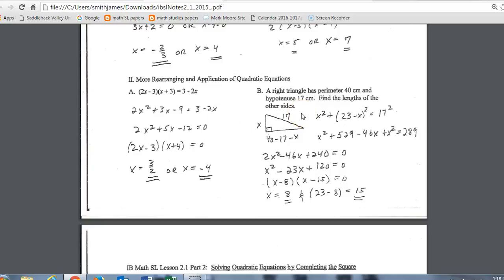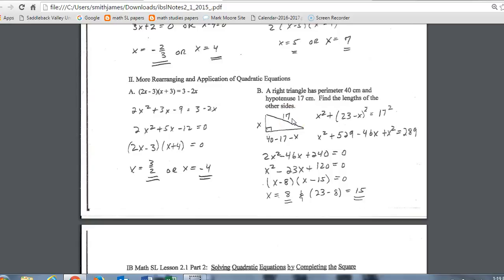You get a couple questions like this that are going to make you think outside the box just a little bit. So we're going to make use of some given information here to set up our own quadratic to solve. In this case, we know we have a perimeter of 40 and the hypotenuse of 17. And that's all that we're given.